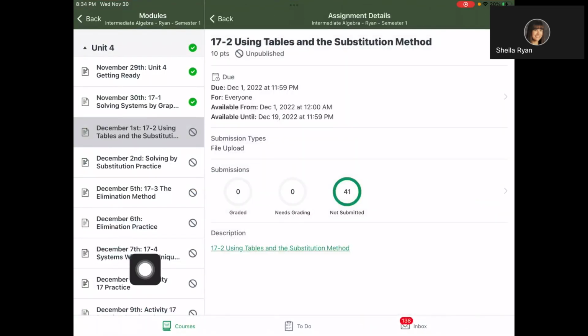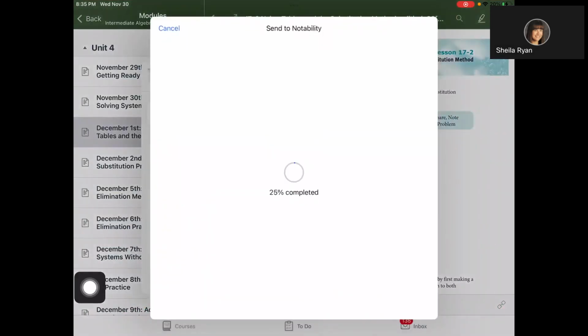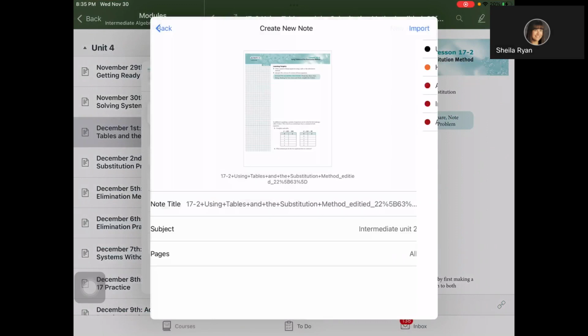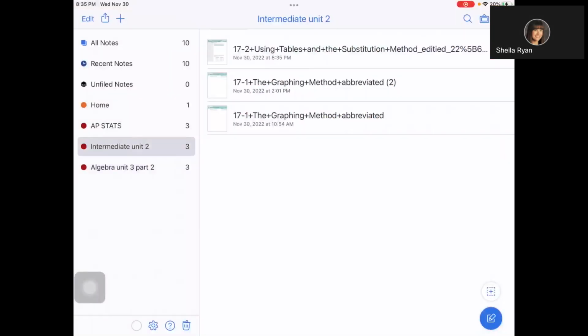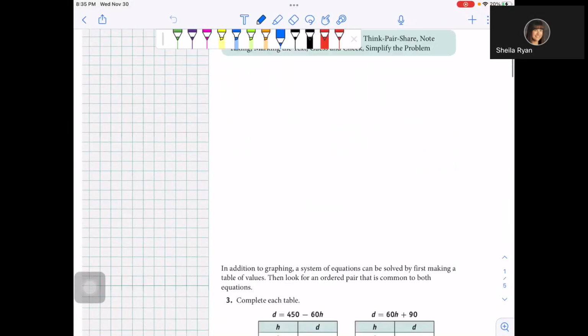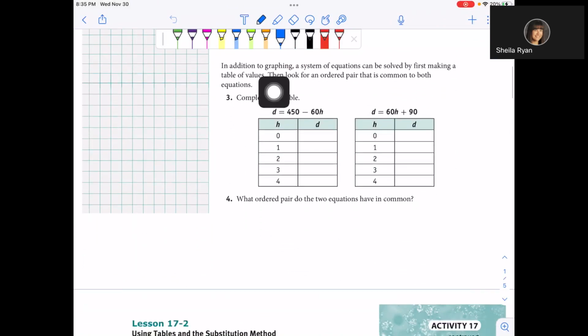So the lesson is 17.2, using tables in the substitution method. It's a little bit of a different method for today. The first question talks about how we've been graphing to solve. In addition to graphing, you can also look at a table to find an answer and look for an ordered pair that's common to both equations.